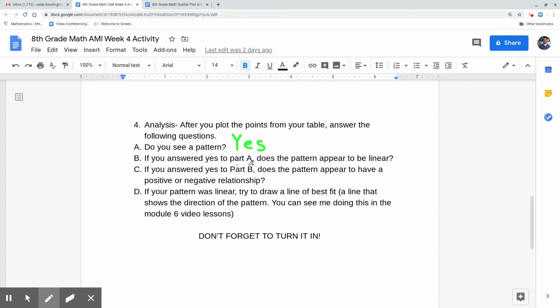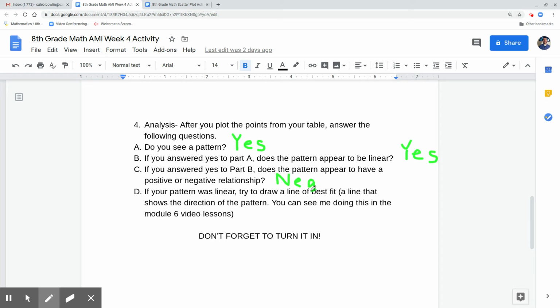If you answered yes to part A, does the pattern appear to be linear? And I'm going to say yes, I think it is linear. I think you could make a very good line through that. Make what we call a line of best fit. If I answered yes to part B, does the pattern appear to have a positive or negative relationship? So I would say that this has a negative slope in how it's headed. So I would say that it's negative.